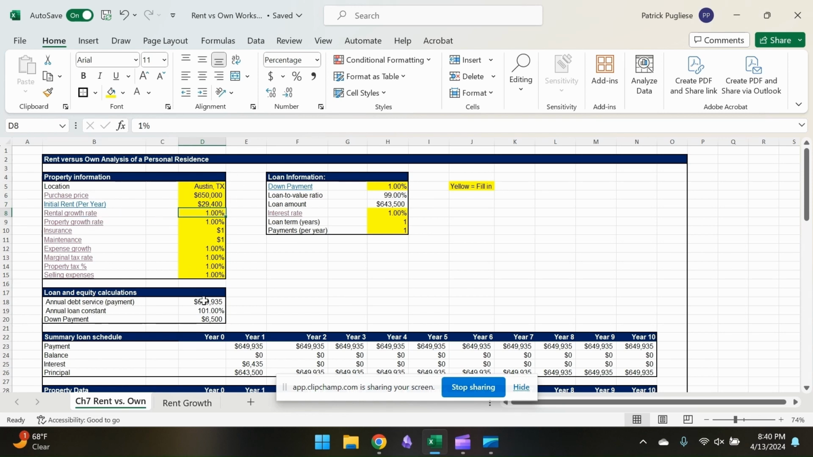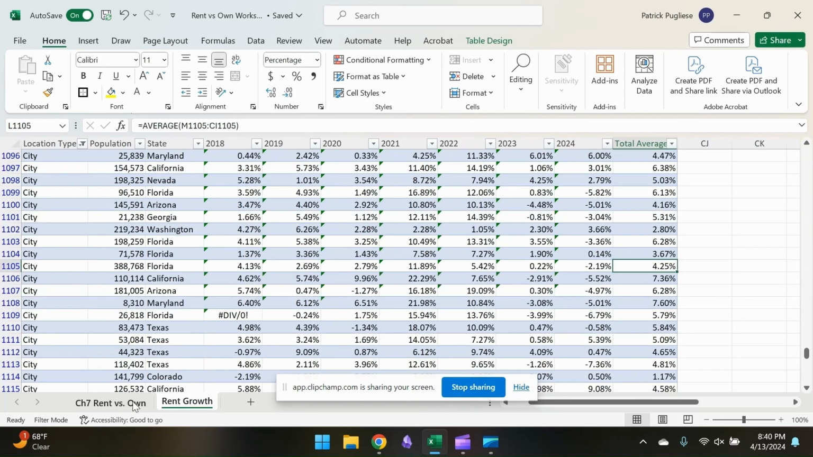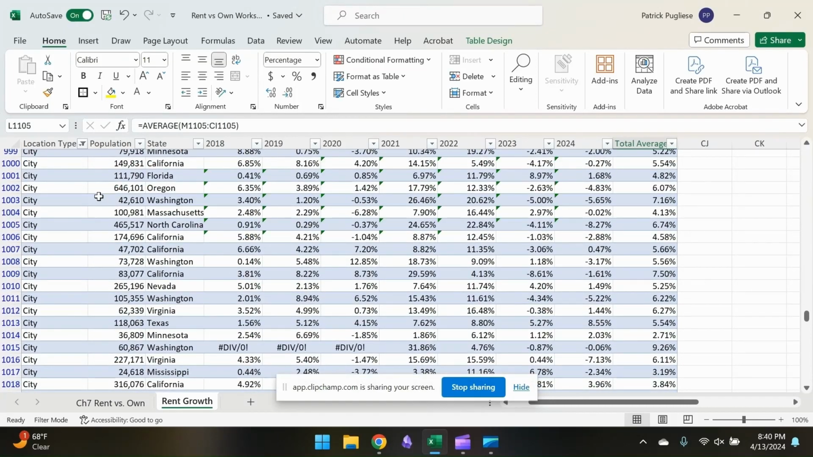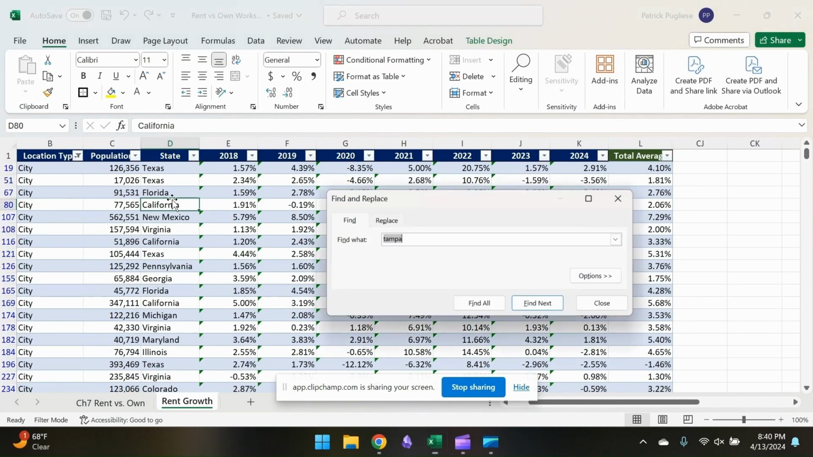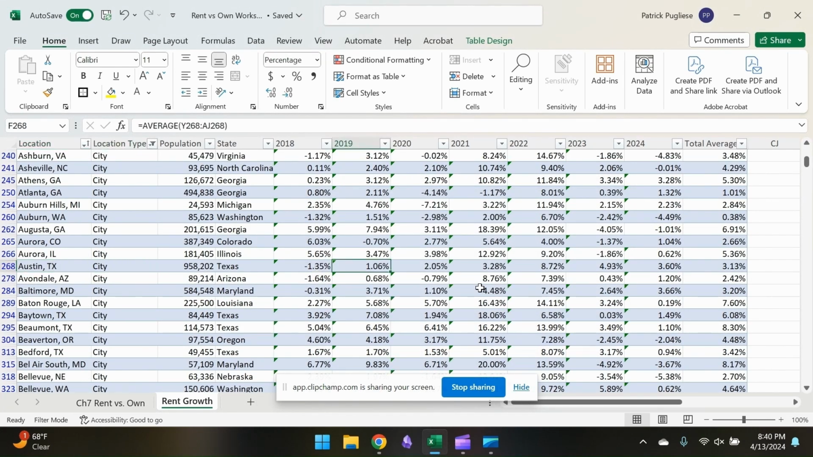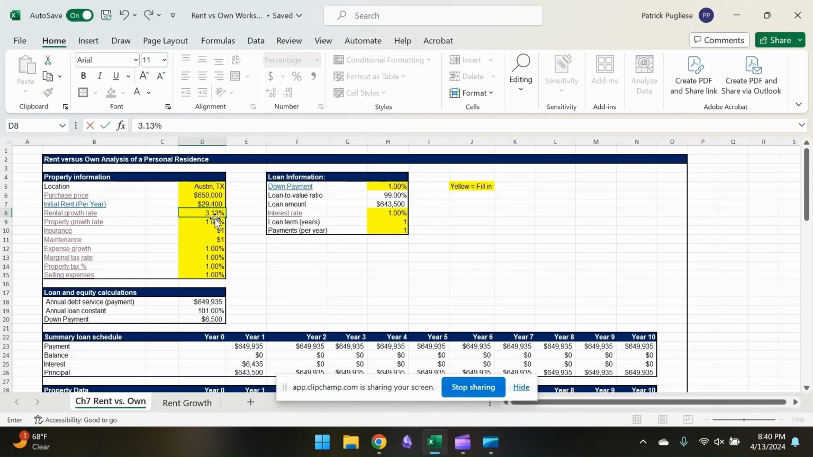Now to check our rental growth rate, I actually included a sheet here. We would go to Austin, Texas and see what the rental growth rate is. We can start up at the top here, look for Austin. Here we go, Austin, Texas. We could see the total average growth rate for the rent over the years, so we had a negative, positive, big jump in 2022. Let's call it about the average, 3.13%. We could use that, so we'll do 3.13%.